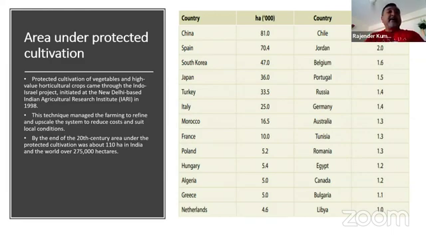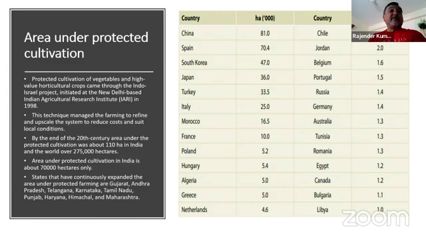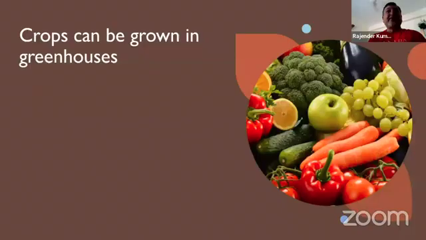By the end of last century, we had just 110 hectares in India, whereas the world over, there were 275 hectares under protected cultivation. Now at present, it is more than 70,000 hectares in India alone. The states where we have a good number of structures are Gujarat, Andhra Pradesh, Telangana, Karnataka, Tamil Nadu, Punjab, Haryana, Himachal, and Maharashtra.